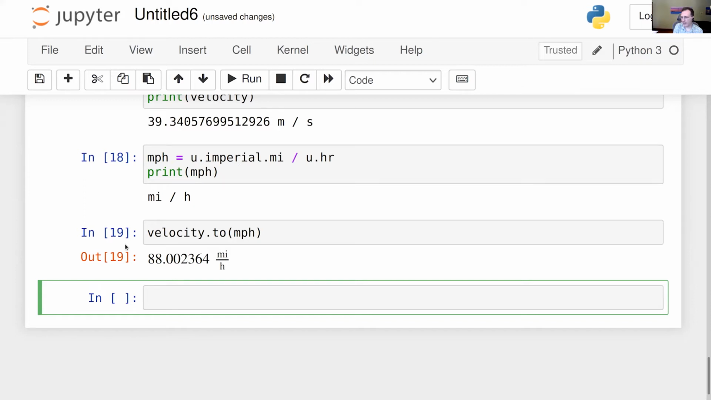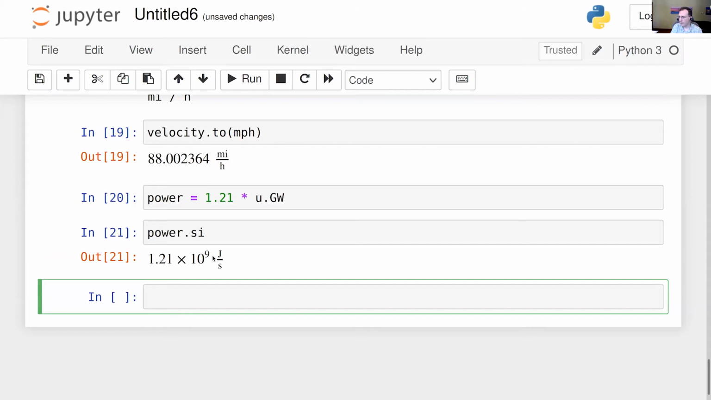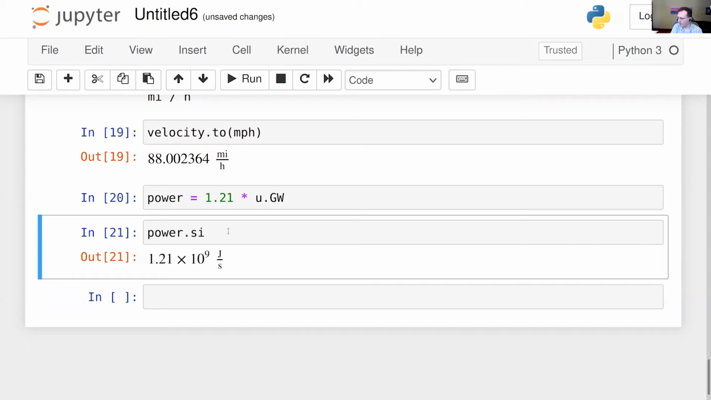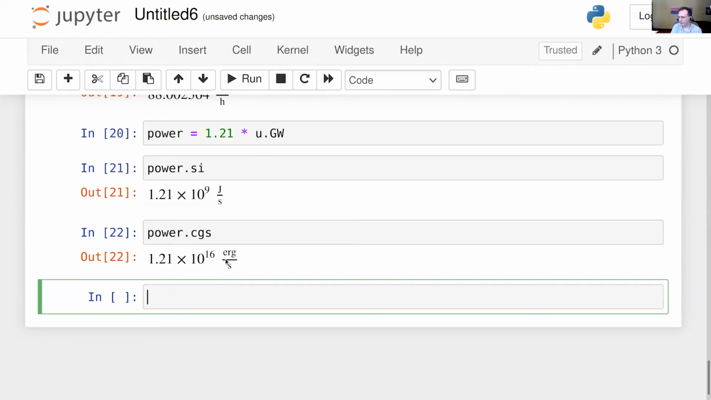Astropy.units is also able to handle SI prefixes. So we can do things like power equals 1.21 times u.gigawatt and shift enter. And so yes, for most units, we can use the metric prefixes. There are also some shortcuts for converting a quantity to SI units or CGS units. power.si will convert this to joules per second, which are the standard SI units for power. Or we can do power.cgs and get 1.21 times 10 to the 16 ergs per second. And this is really helpful because it saves us from having to remember what the specific units are for something like force.